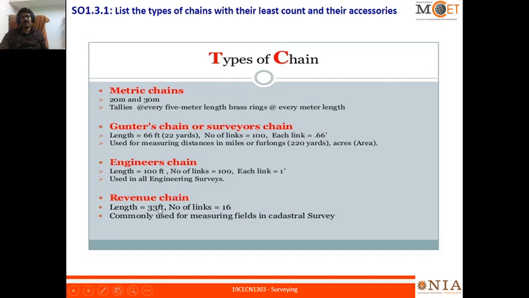The revenue chain is a very small chain. It is 33 feet only. The number of links is 16. So what will be the length of one link? You try to calculate. It is commonly used for measuring fields in cadastral surveying.